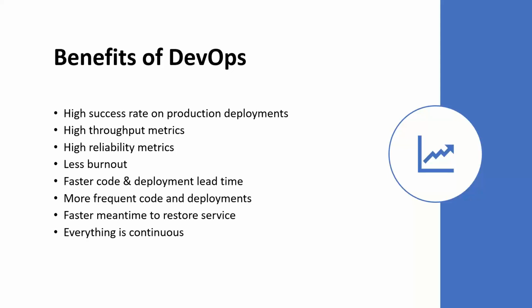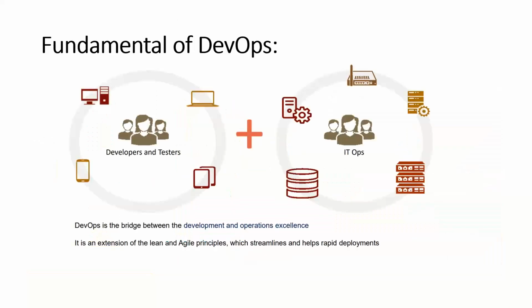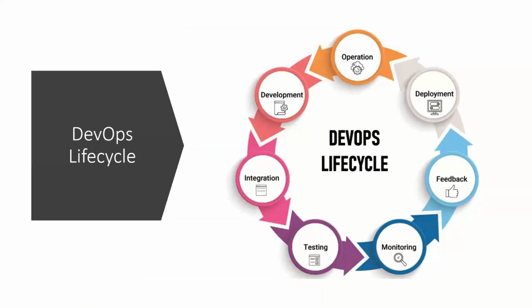Less burnout, since there is continuous feedback, as you see in this diagram, between all the teams. Once the development is done, that goes to integration, that goes to testing. If there is any issue in integration, you immediately get your feedback back to the developer. If there is any issue at testing, you immediately get your feedback. The same at monitoring and at deployment. You take any phase, if you find some issue, you will receive your feedback within a minute, right? So that is how the DevOps lifecycle is developed.